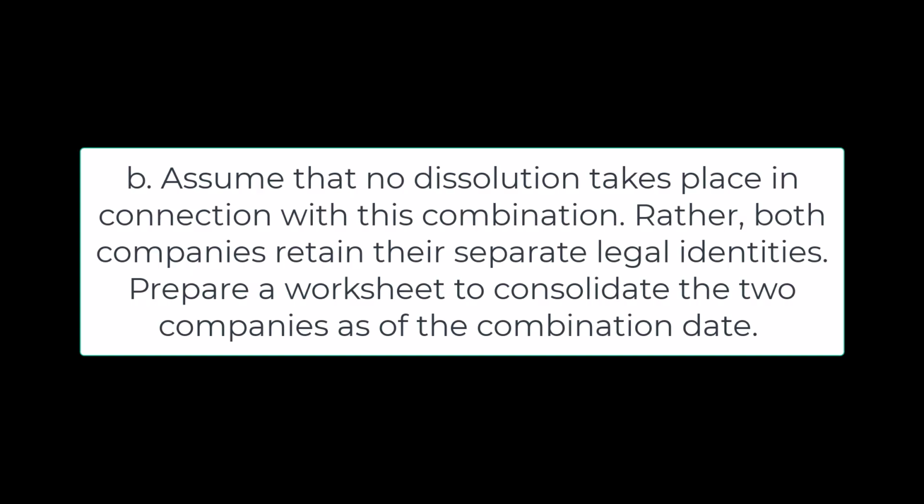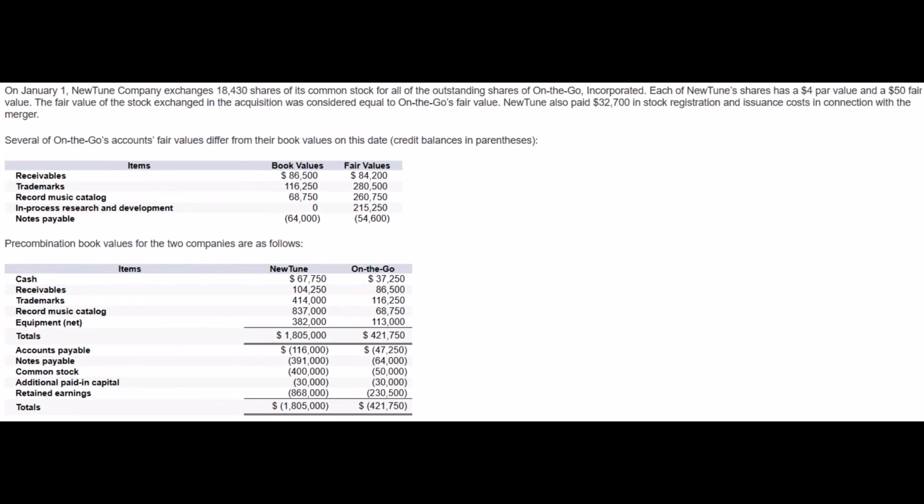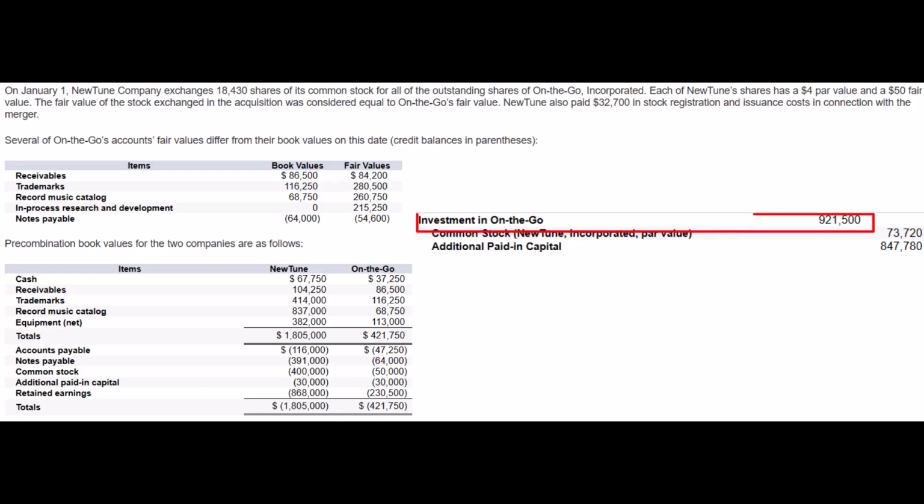This fundamentally changes the accounting process on the acquirer's books and requires us to use a consolidation worksheet to prepare financial statements for the combined entity. Because On the Go still exists as a separate company, Newtune doesn't record all of On the Go's individual assets and liabilities on its own books. Instead, Newtune records its ownership stake in one single asset account, investment in On the Go.